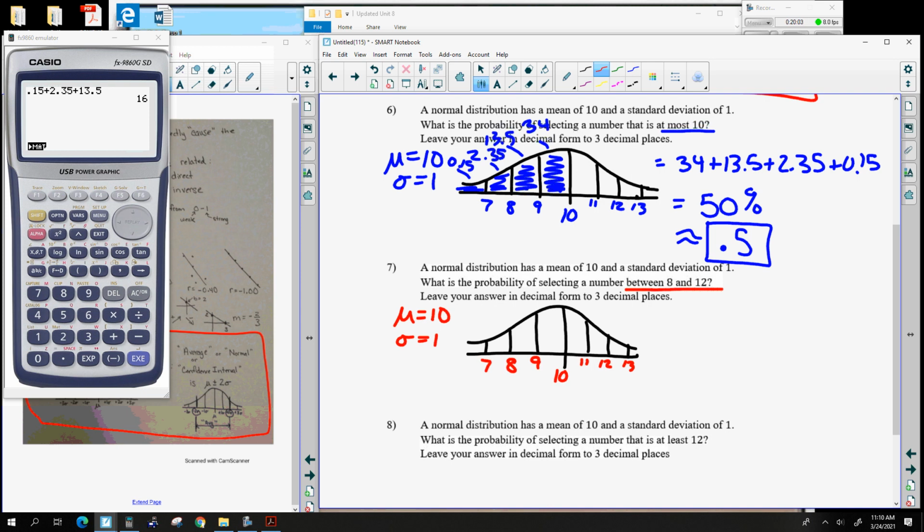Okay, here between 8 and 12. Okay, so 8 is right here, 12 is right here. So between 8 and 12.